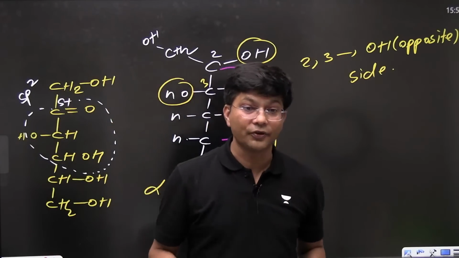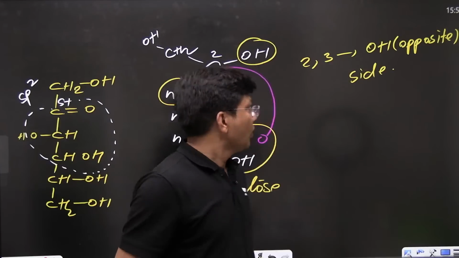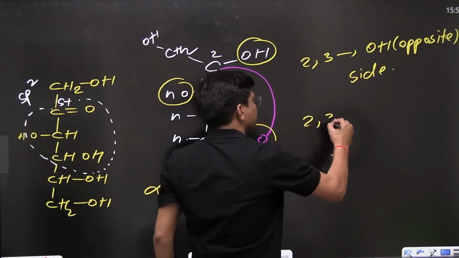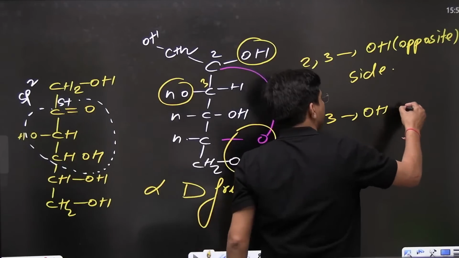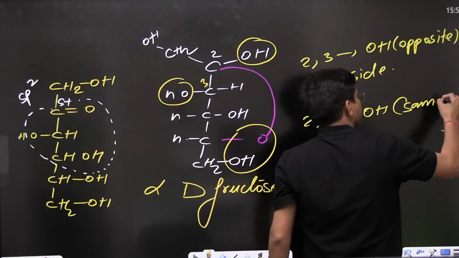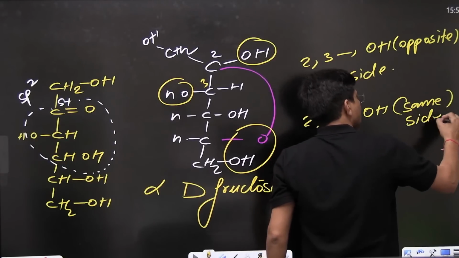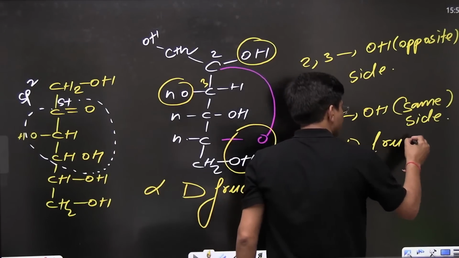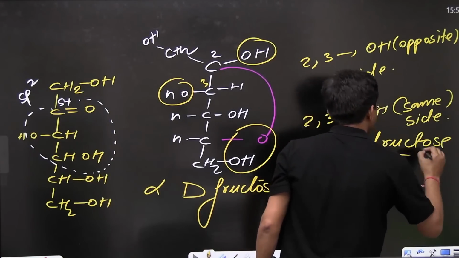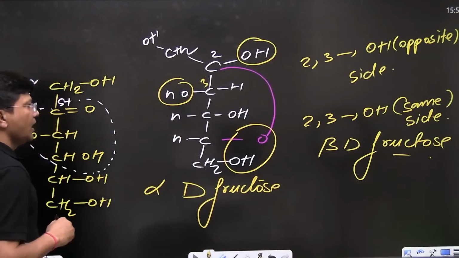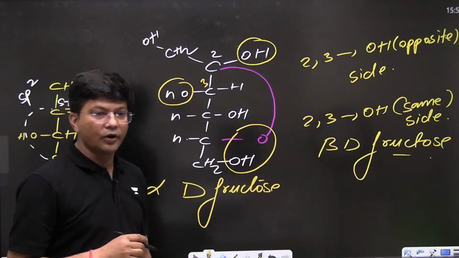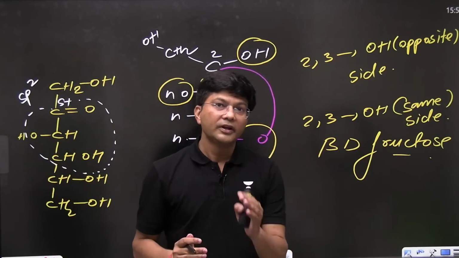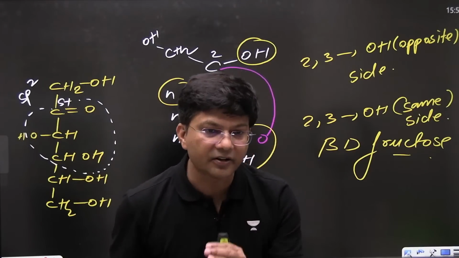Is this clear to all of you? Alpha D fructose. If the second and third carbon OH are on the same side, what do you call it? You will call it beta D fructose, beta D fructose. This is the only difference, and you have to understand what is alpha D fructose and what is beta D fructose. Is this clear to all of you? If this point is very much clear to all of you, dear students, then you can understand anything. That is the difference.